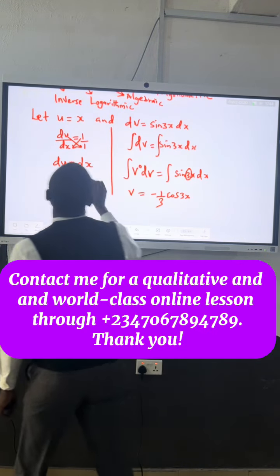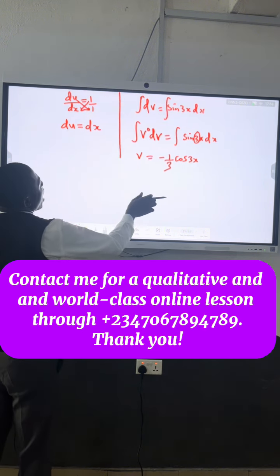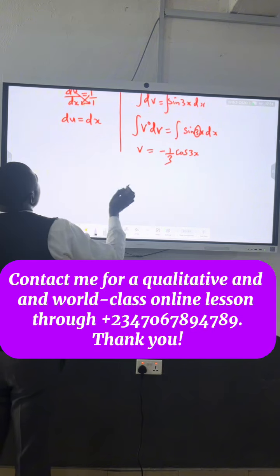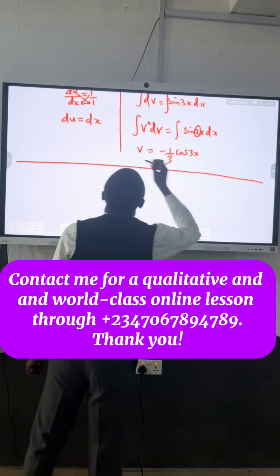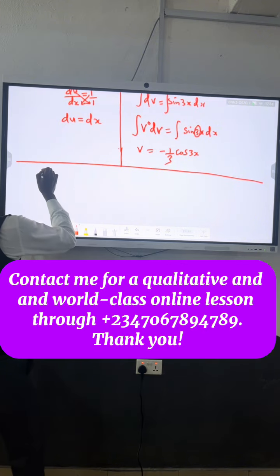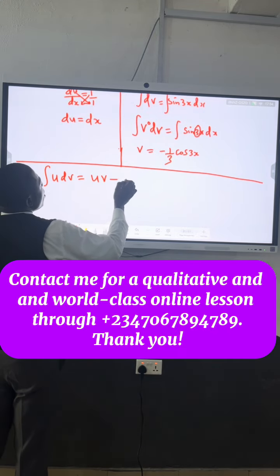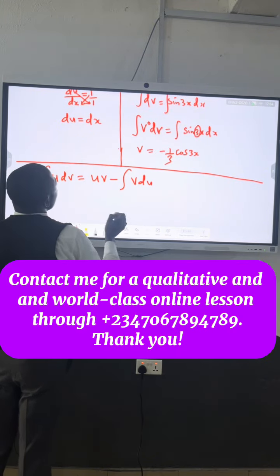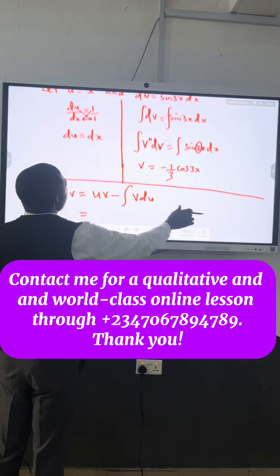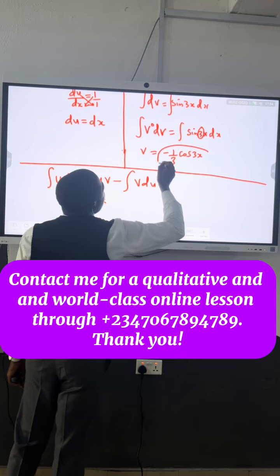Okay? Now that we have gotten v, we now record the formula and plug what we have inside the formula. So let me do it this way. Let me make a line this way so that we just finish off the remaining thing under here. All right, so if you do that, you're going to record the formula. Integral of u dv is defined as u multiplied by v minus integral of v du. Now plug in this. What is u? Go back and fetch what u is. U is x. So u is x multiplied by v, and v is the whole of what you have here.